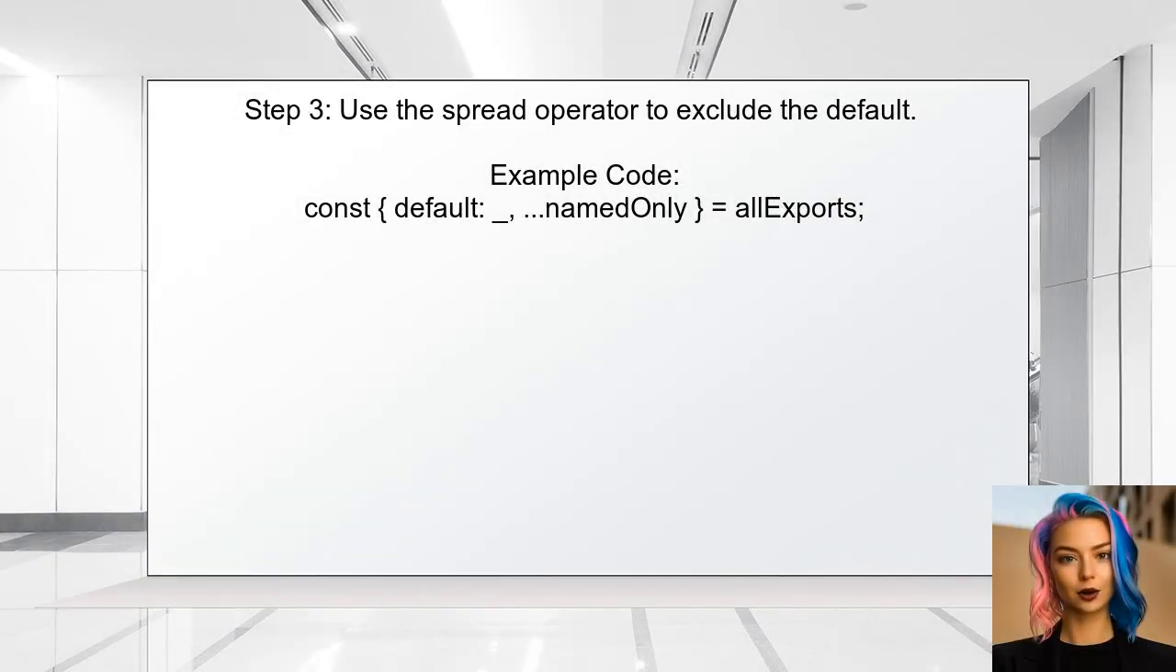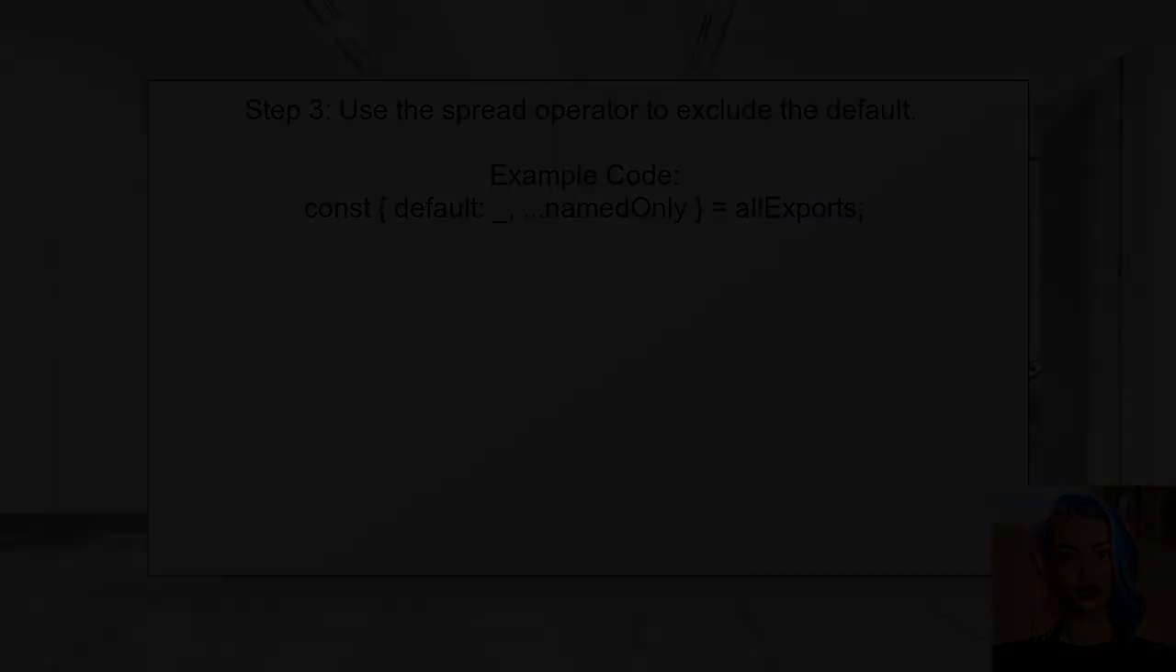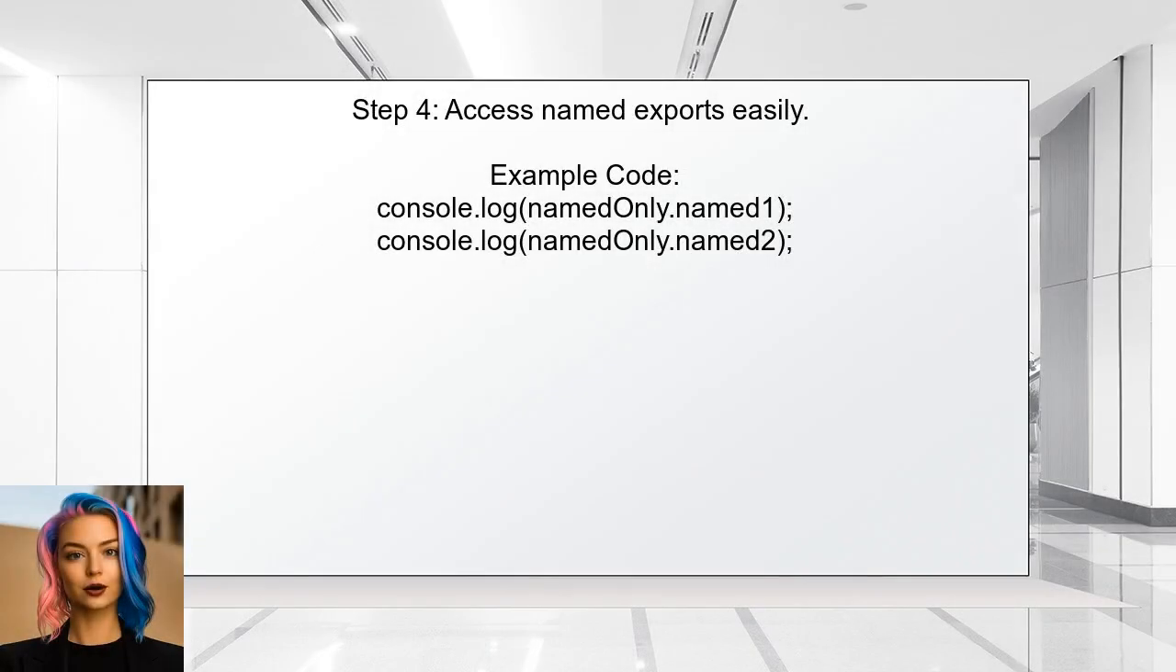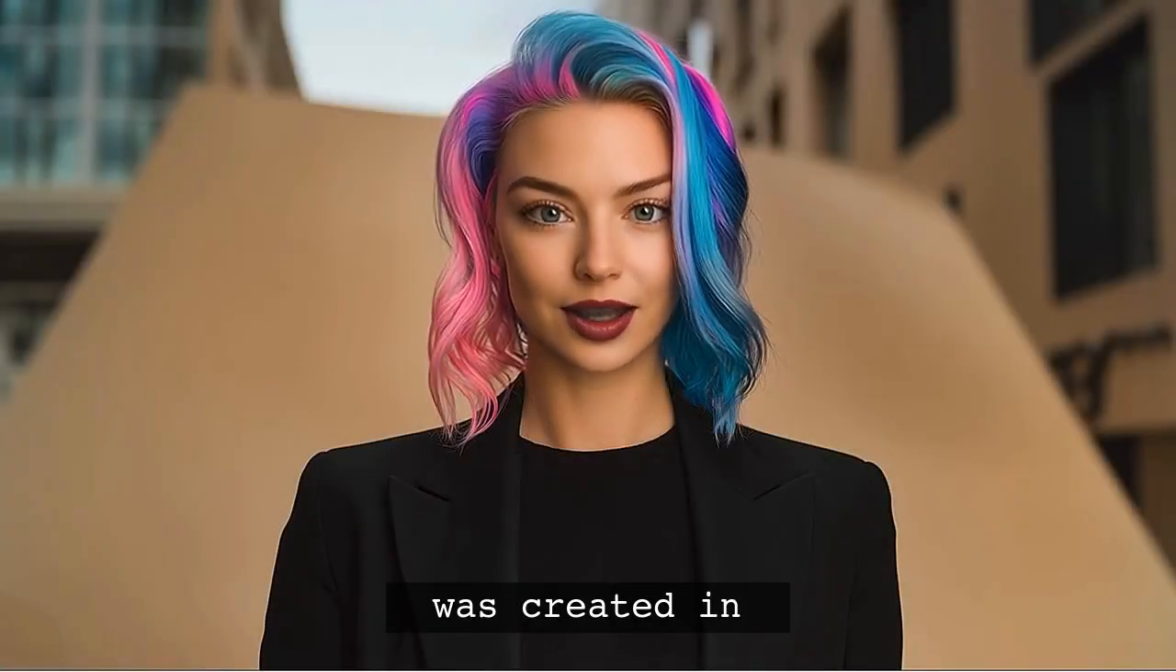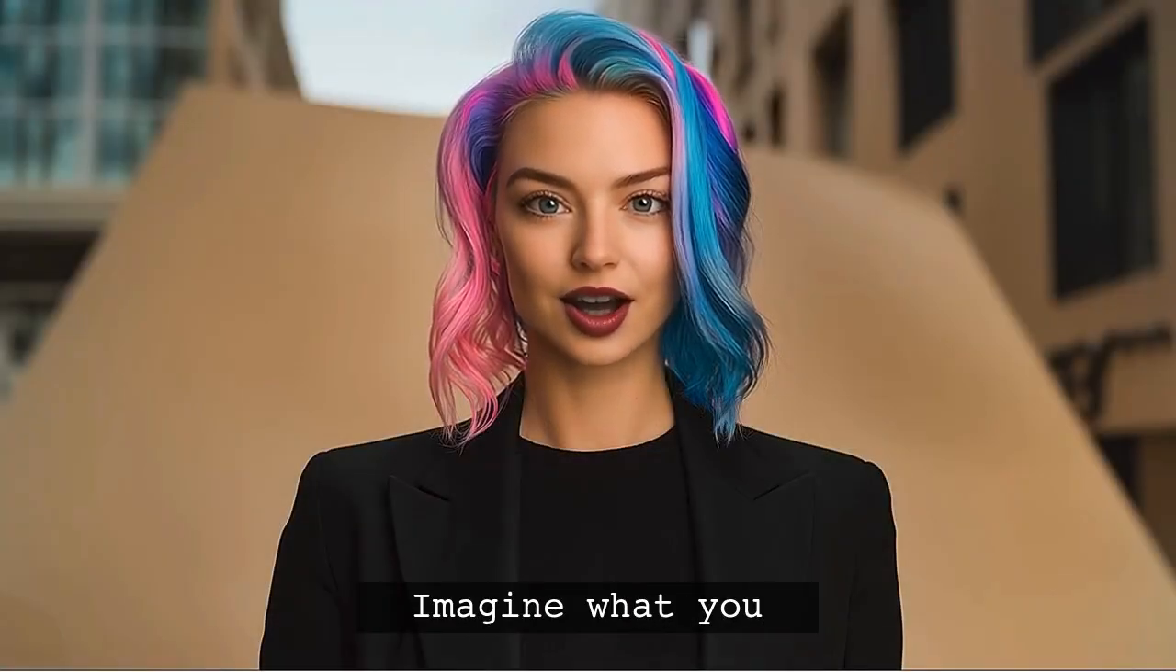Alternatively, if the user wants to keep it concise, they can use the spread operator to gather all named exports into a new object, excluding the default export. This way, the user can access all named exports without having to import the default export or type each named export individually.